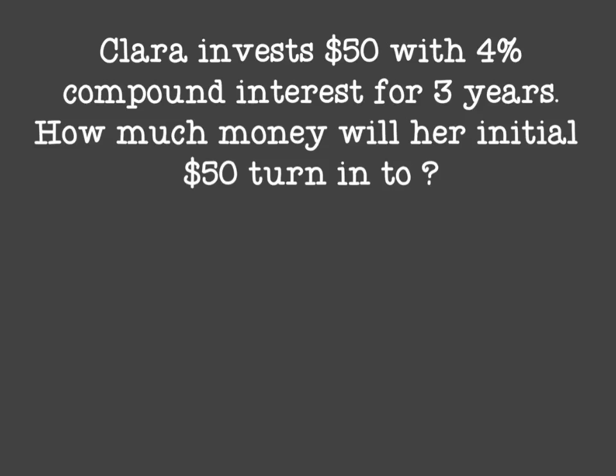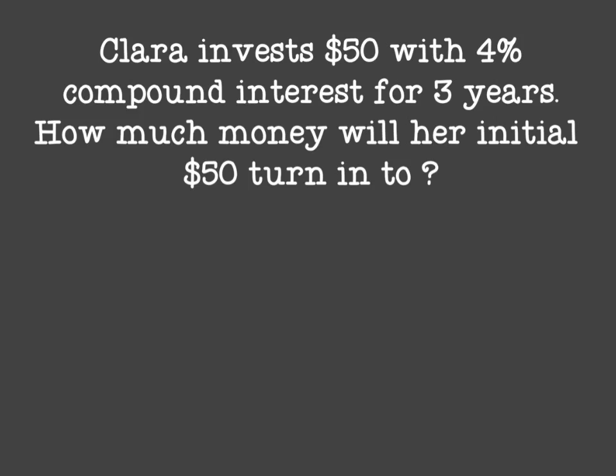In this video, we'll see how to work with compound interest. So we're told that Clara invests $50 with 4% compound interest for 3 years. And we're then asked how much money her initial $50 will turn into by the end of these 3 years. So the idea here is that with compound interest, we calculate interest on the amount of money we have at the end of each year.